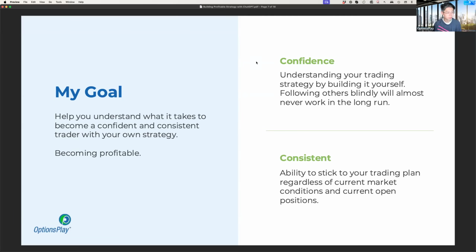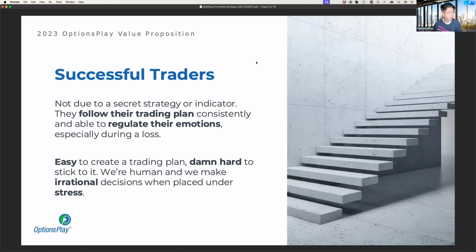The second thing is consistency. Your ability to stick to your trading plan regardless of current market conditions and current open positions. That also comes down to understanding your strategy, understanding what you're doing, and having the confidence to stick to a strategy. So that's really what we're going to try to uncover during today's session.